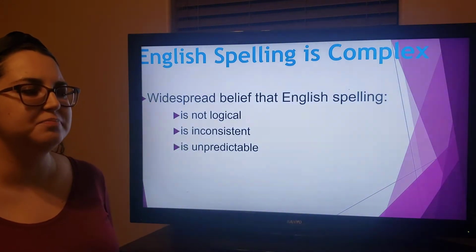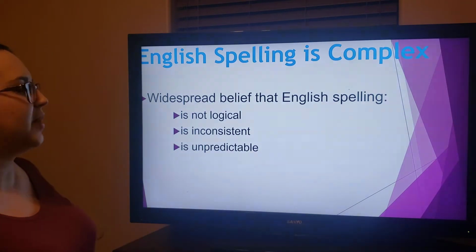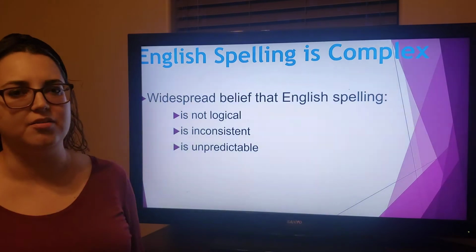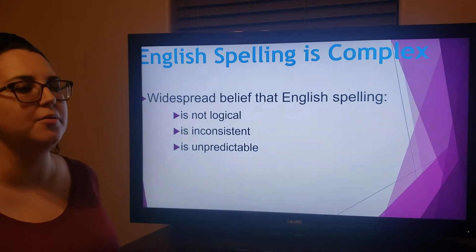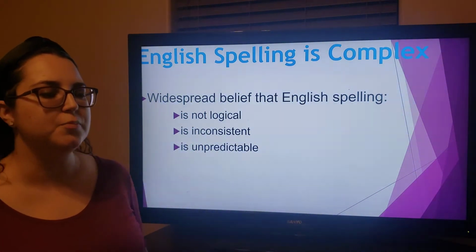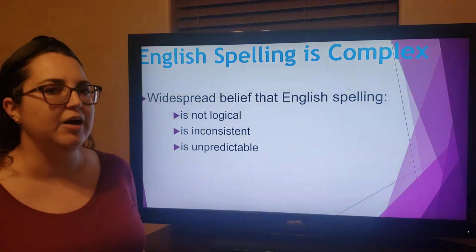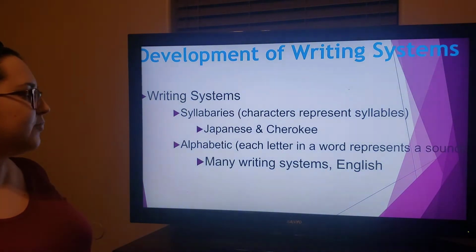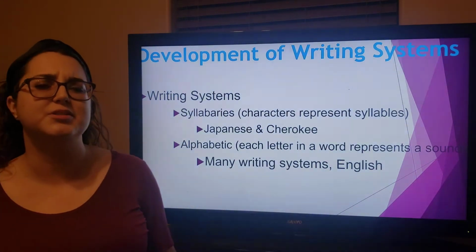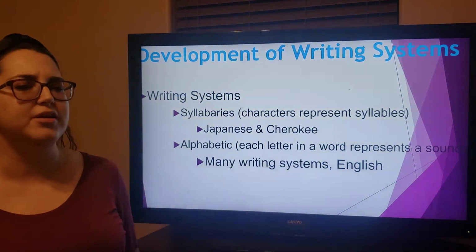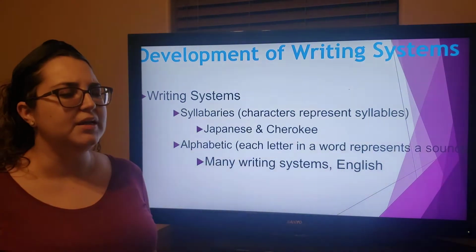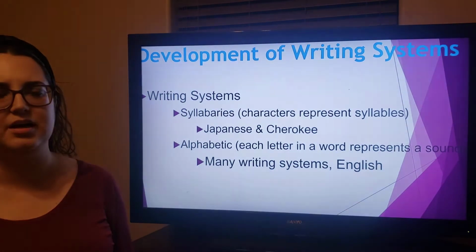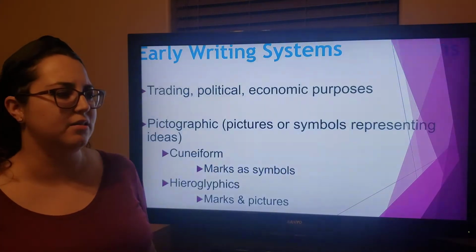Now, most people agree that English spelling is complex, because there's a widespread belief that English spelling is not logical, not consistent, and not predictable. So it's important to understand the development of writing systems. There are syllabaries, which are characters that represent syllables. These are found in Japanese and Cherokee. And there's the alphabetic, where each letter in a word represents a sound. These are found in many writing systems, like English.